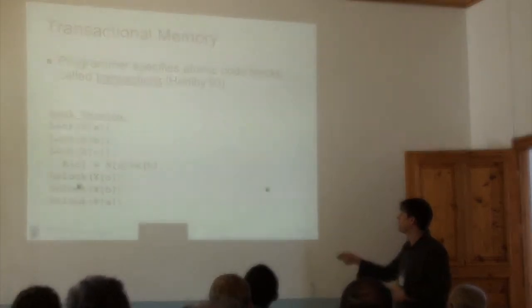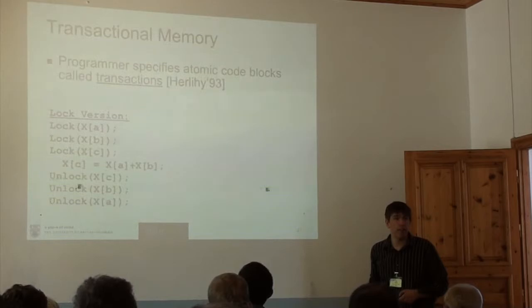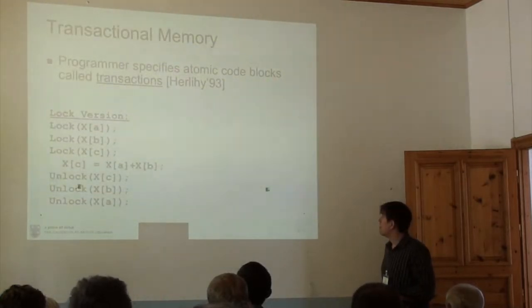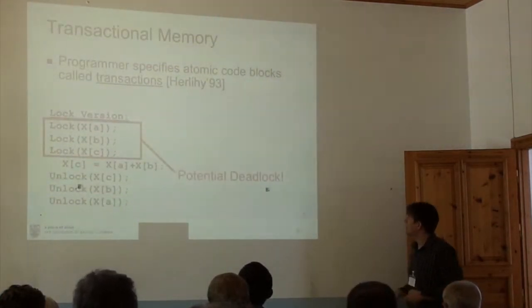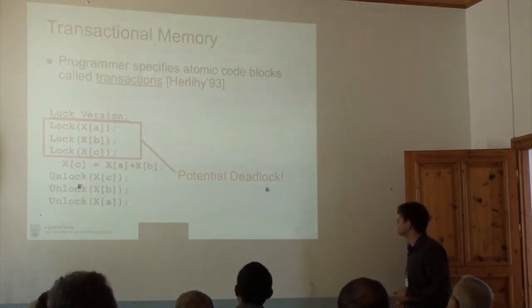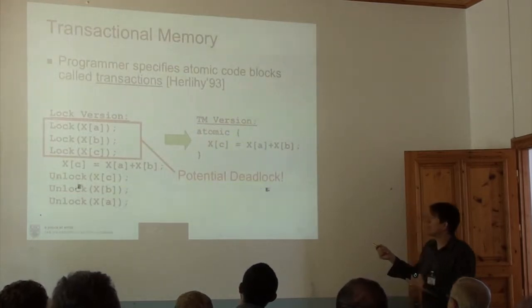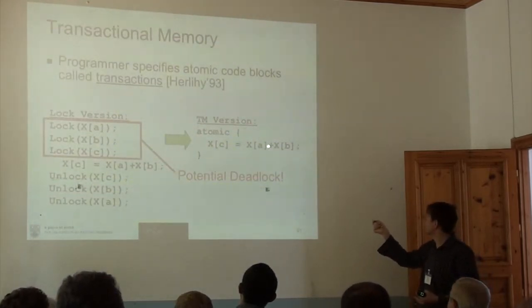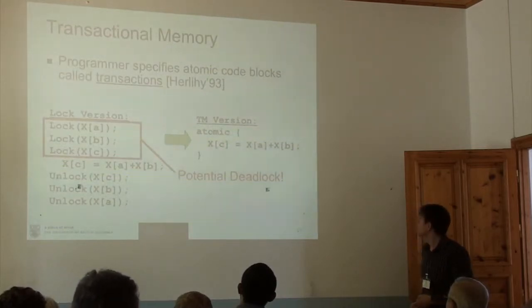If I have fine-grained locking and I want to access some shared data, I put a lock around all the things I want to access. I do the computation that I'd like to do, and then I unlock. The problem is, if you're not very careful about the order in which you acquire locks, you can get into deadlock situations. So the idea of transactional memory is to just express what it is you're trying to do. Just say, I'd like to do all this computation atomically as if no other thread is running.